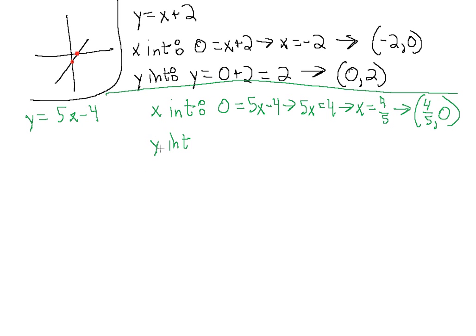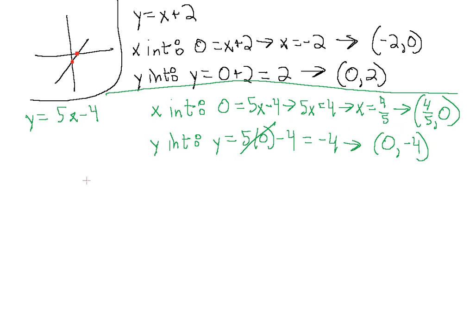And we can use the same method to find our y-intercept. We simply plug in 0 for x. So we have y equals 5 times 0 minus 4. 5 times 0 is 0. So y equals minus 4. So our y-intercept is 0, minus 4. The first value is always x. The second is always your y value.